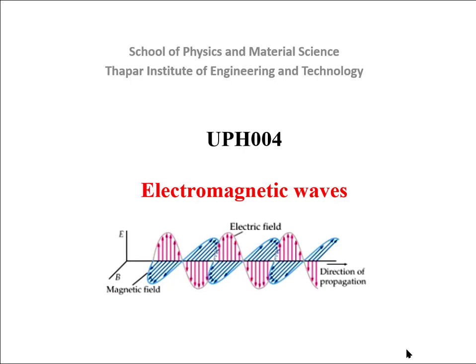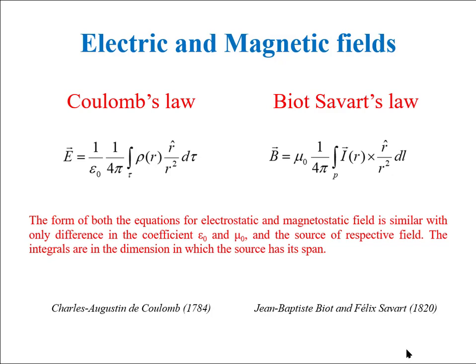Before starting the lecture, let me tell you how, in novice perception, one can see similarity in electric and magnetic fields. To find the electric field and magnetic field induction, you have two laws, namely Coulomb's law and Biot-Savart law. They read E equal to 1 by 4 pi epsilon naught multiplied by volume integral of volumetric charge density divided by r square, where r is the distance from the source.